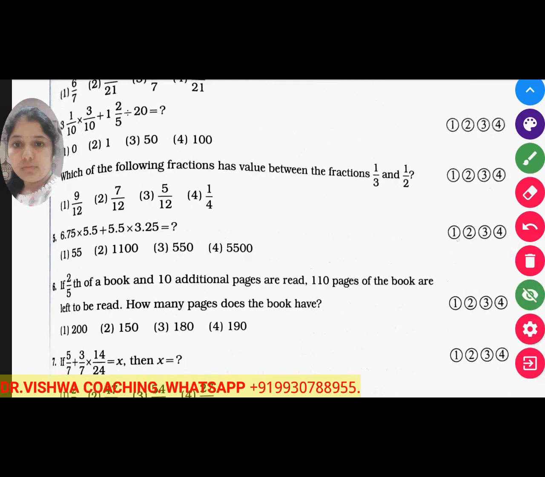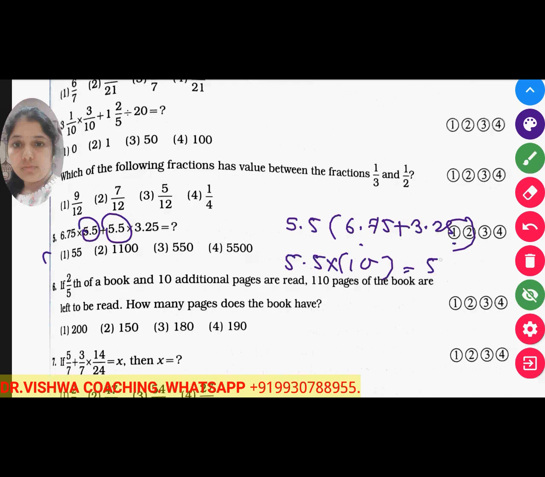Or you can do one thing also, you can take a common factor. 5.5 will come out commonly. You just have to add 6.75 plus 3.25. So 6.75 plus 3.25 is equal to 10. Now 5.5 multiplied by 10 is equal to 55. So your answer is option number 1.